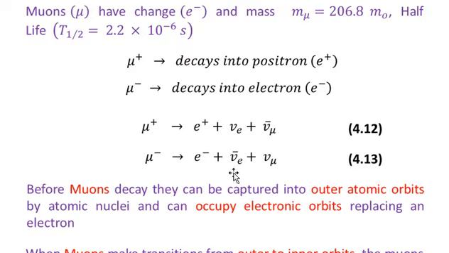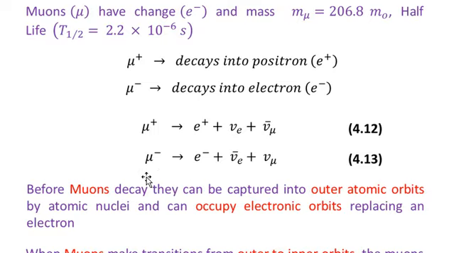And in equation number 13 we find that the negative muon will decay into electron plus it will emit two particles, the anti-electron neutrino and the second one is a mu neutrino. So these two particles will be emitted in the process. That's why I have described these particles very briefly above. So muons will also decay ultimately into positron and electron.